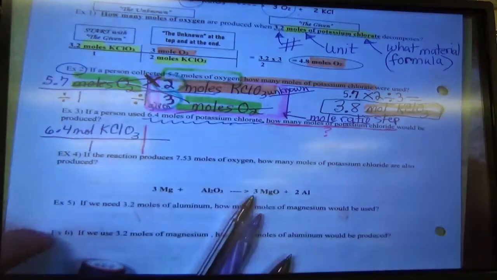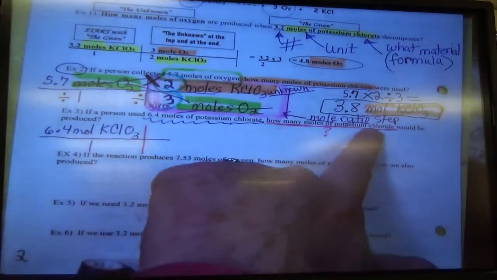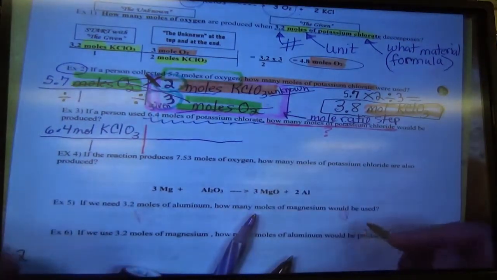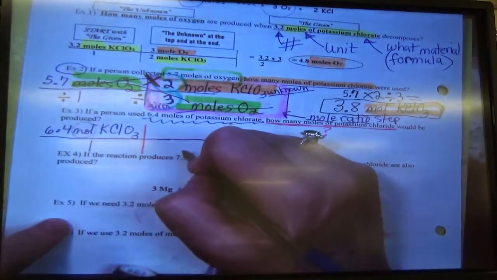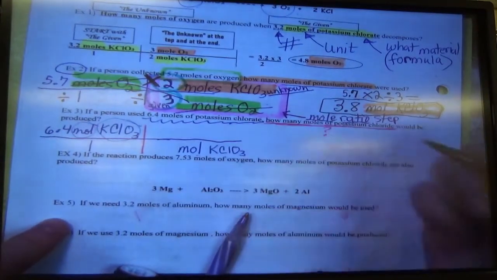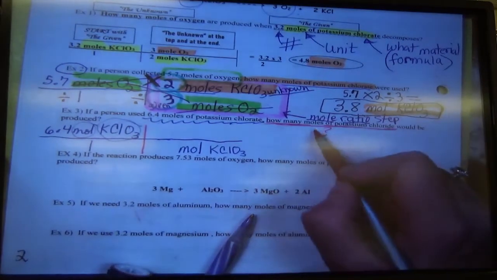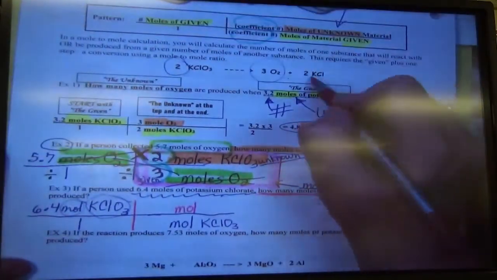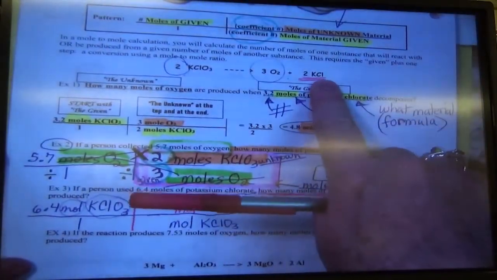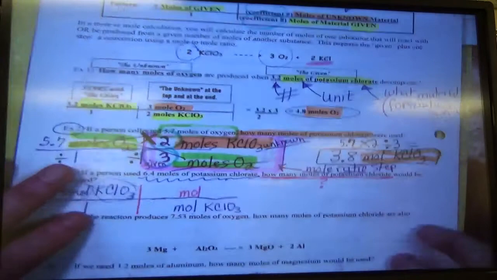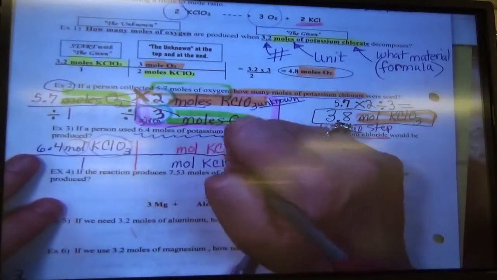Okay, now, what do I put on the bottom? Do I put potassium chloride on the bottom, or do I put potassium chlorate on the bottom? Chlorate. Yes, chlorate. Because moles, copy moles, and it's moles of potassium chlorate. We need the unit and what it is for it to make sense. But again, we're looking for moles of potassium chloride. And here's how you can know potassium chloride. Chloride is just a nonmetal. Chlorate, there's oxygen involved. So KCl is potassium chloride.